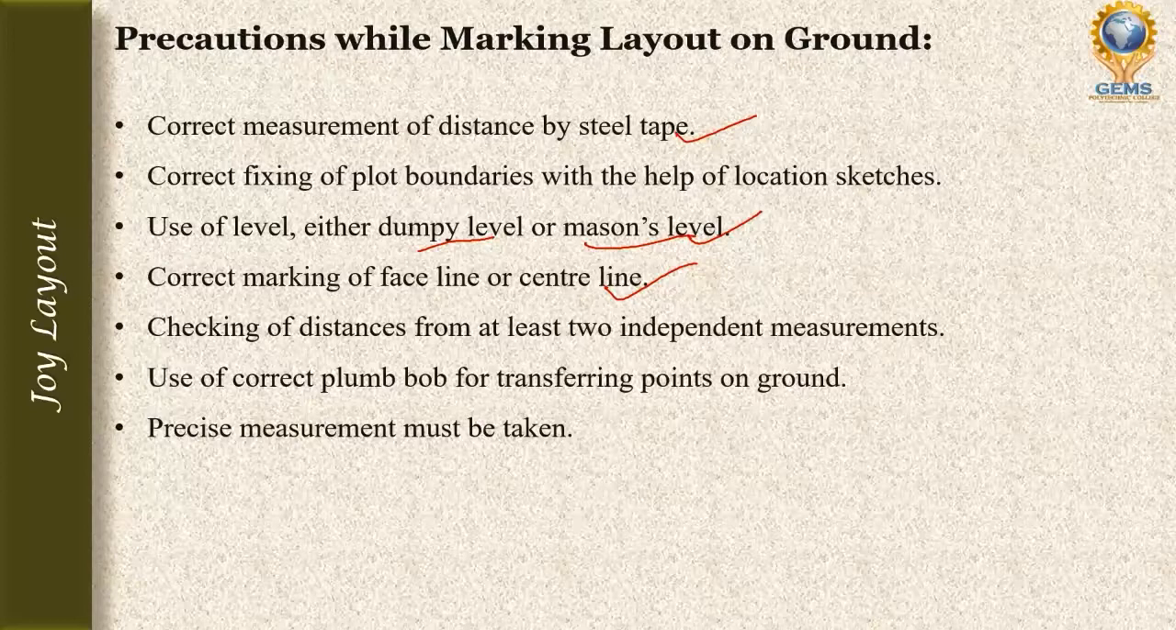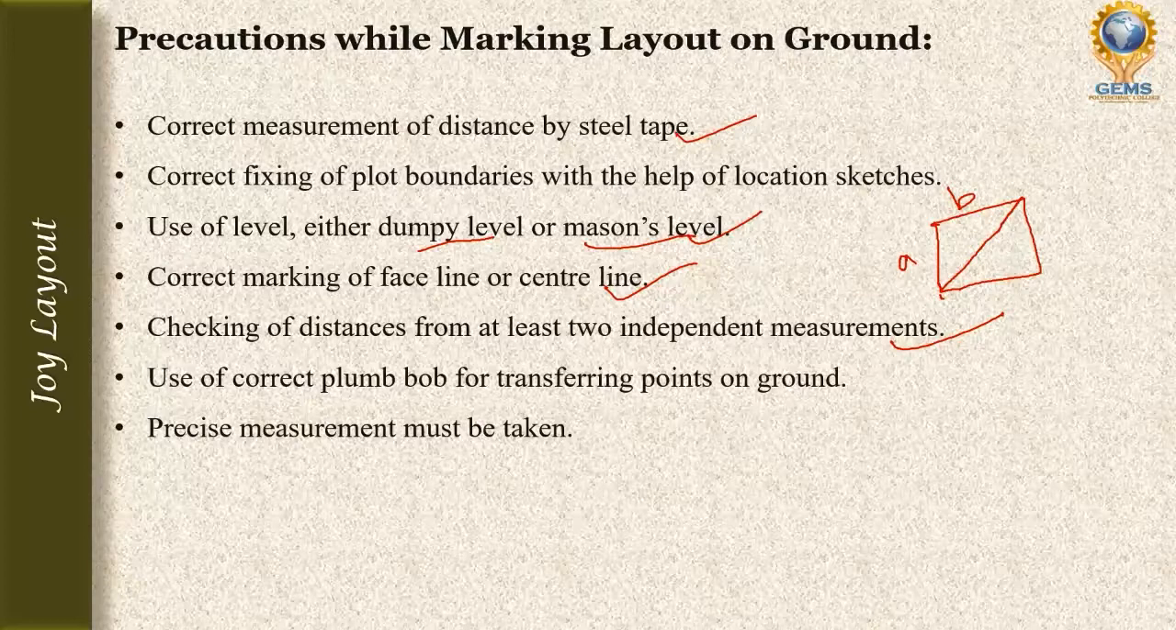And we have to check the distance with at least two independent measurements. Whether your marking is correct or not, we have to check the distance by two independent measurements. Means this one will be your independent measurement, this one will be your independent measurement. By the diagonal check, we will verify whether it is correct or not.